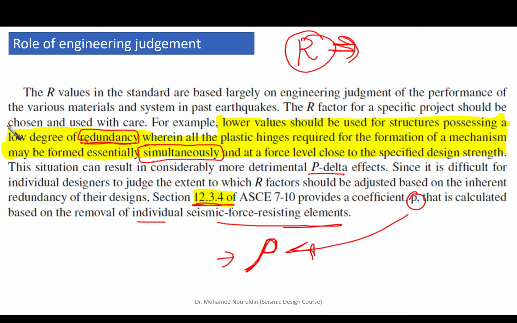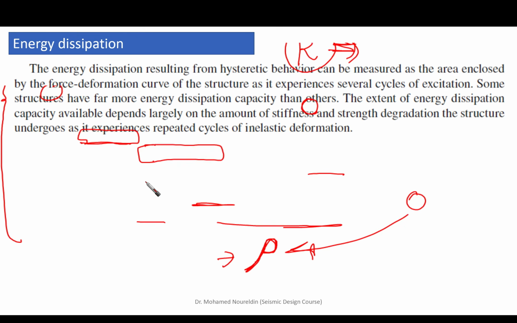So this means that you also need to think about R, the response modification factor. We should choose this R with great care. The designer should choose it with great care. Do not follow the code factors blindly, but maybe you can use a lower reduction or R factor based on your design case and the building situation.